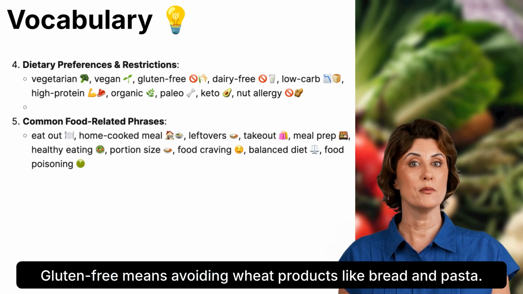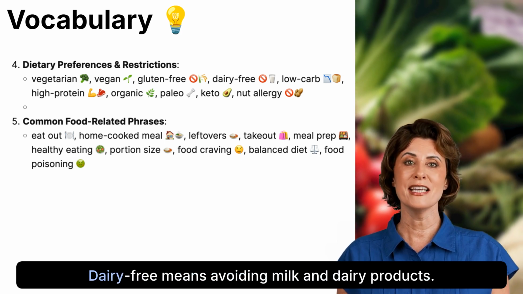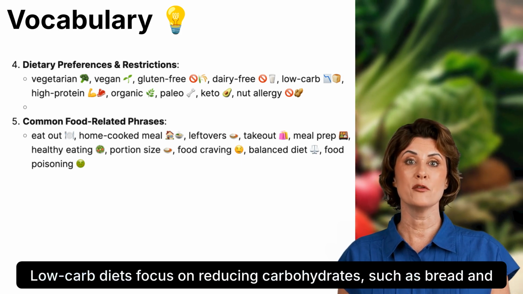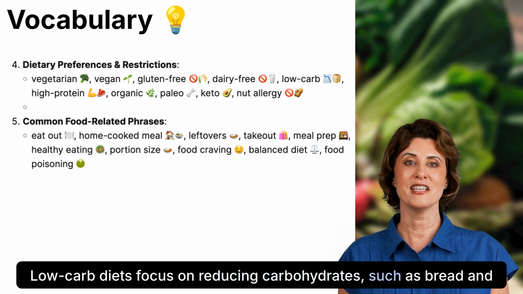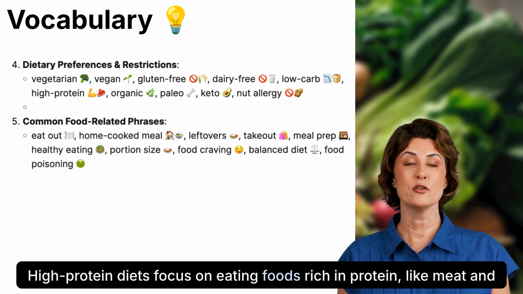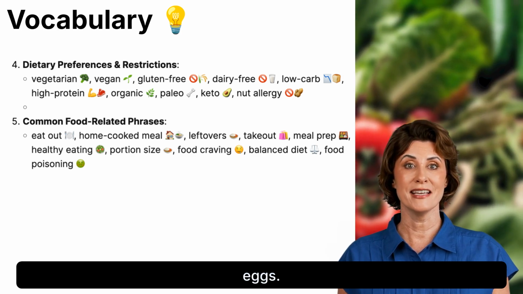Gluten-free means avoiding wheat products like bread and pasta. Dairy-free means avoiding milk and dairy products. Low-carb diets focus on reducing carbohydrates, such as bread and pasta. High-protein diets focus on eating foods rich in protein, like meat and eggs.